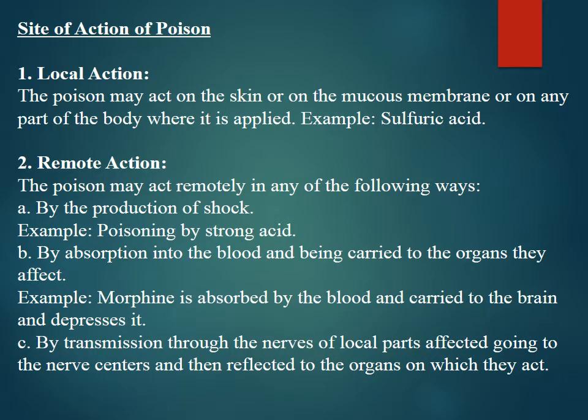Site of action of poison. Local action: the poison may act on the skin or on the mucous membrane or on any part of the body where it is applied. Example, sulfuric acid. Next is remote action. The poison may act remotely in any of the following ways. First, by the production of shock. Example, poisoning by strong acid. Second, by absorption into the blood and being carried to the organs they affect. Example, morphine is absorbed by the blood and carried to the brain and depresses it. Third, by transmission through the nerves of local parts affected going to the nerve centers and then reflected to the organs on which they act.